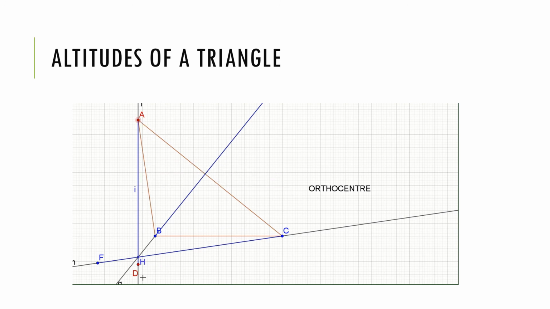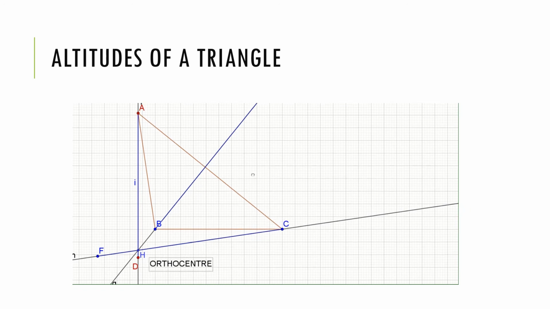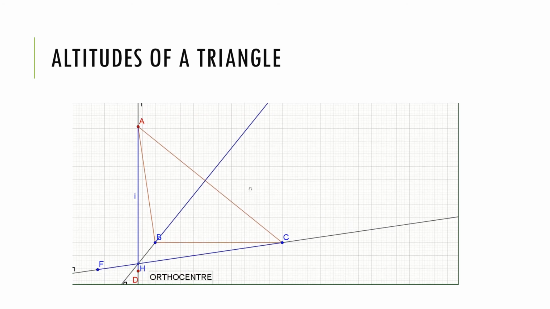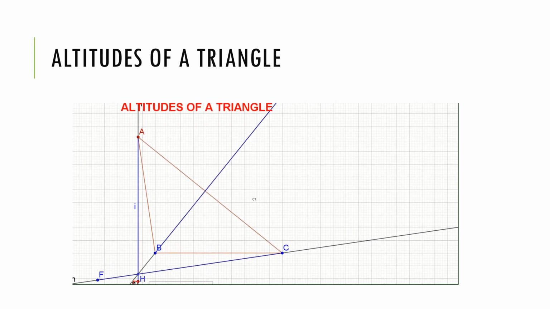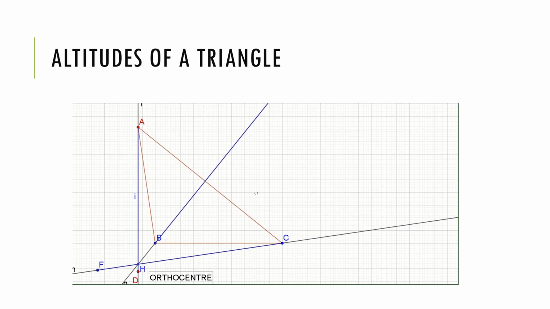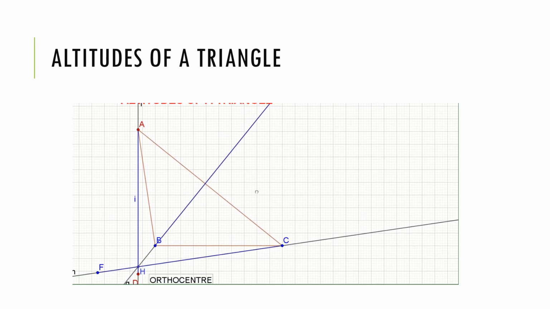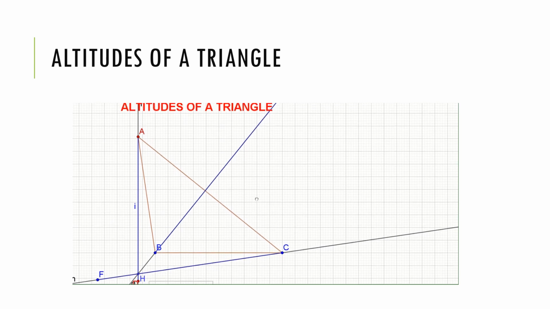The altitude AD to the side BC, that is from the point A, this is the first altitude. From the point C, this is the second altitude, and through the point B, the altitude we have drawn. All the three are now meeting outside the triangle, and the orthocenter of an obtuse angle triangle now lies outside the triangle. So you can say the altitudes of an obtuse angle triangle meet outside and the orthocenter lies outside the triangle.